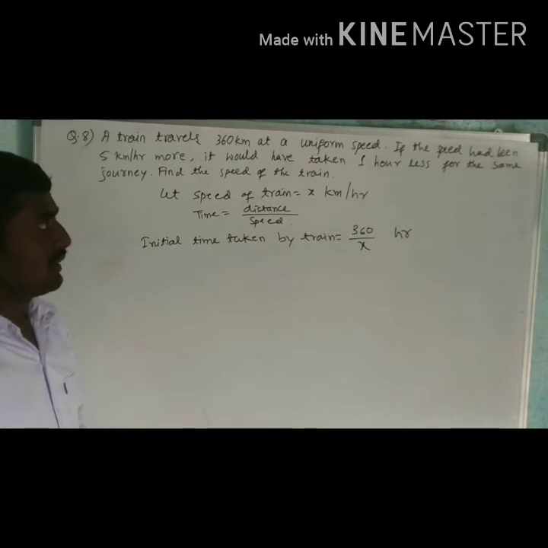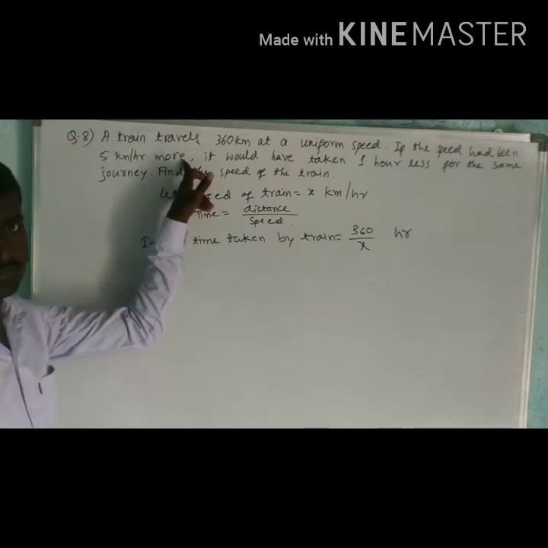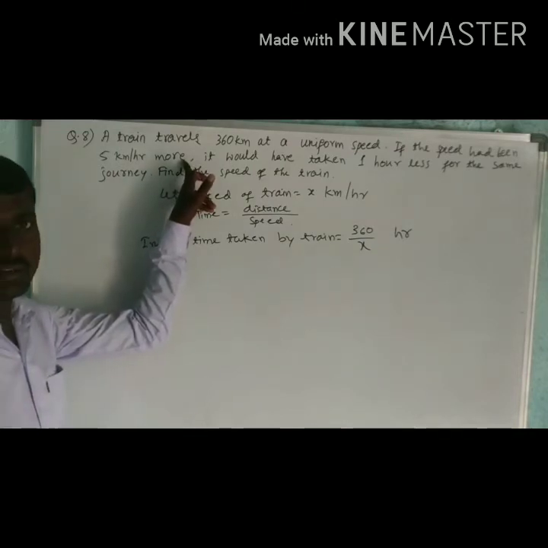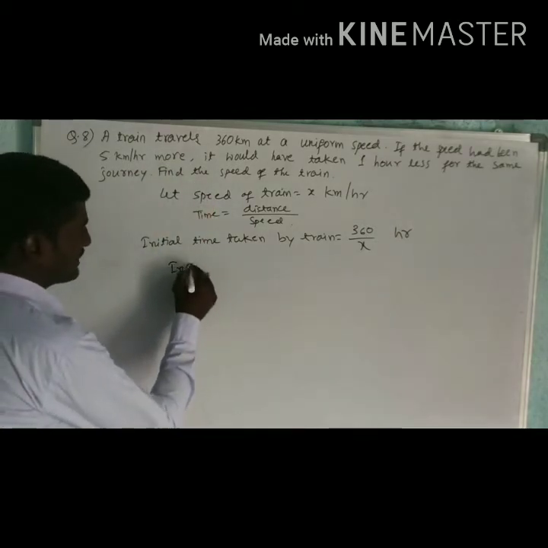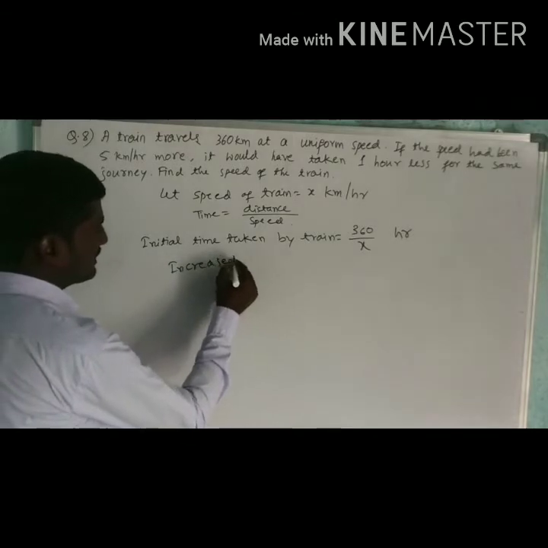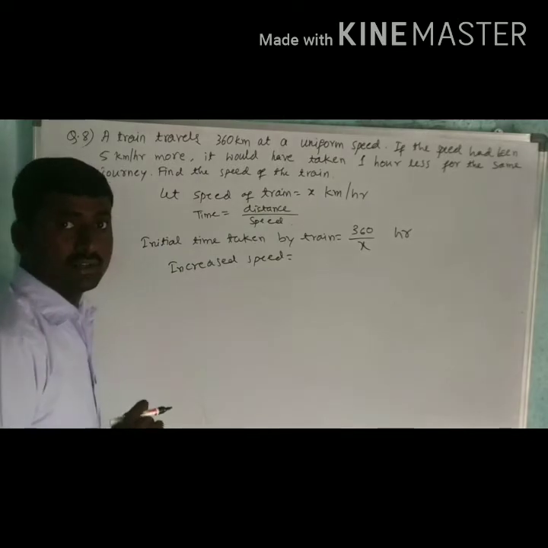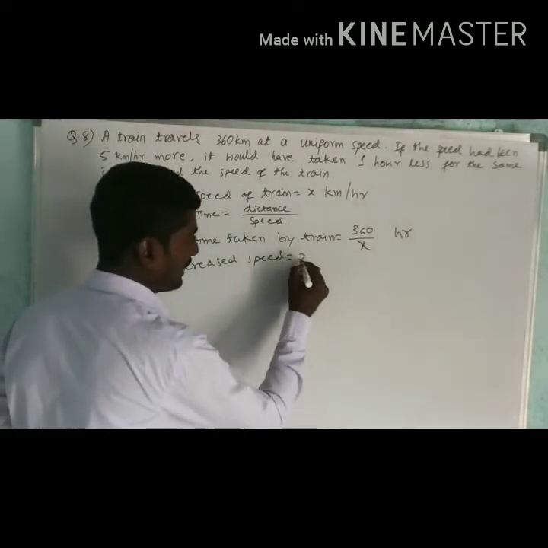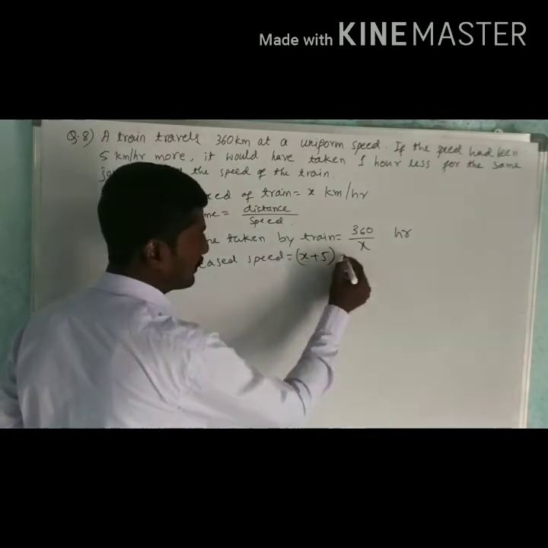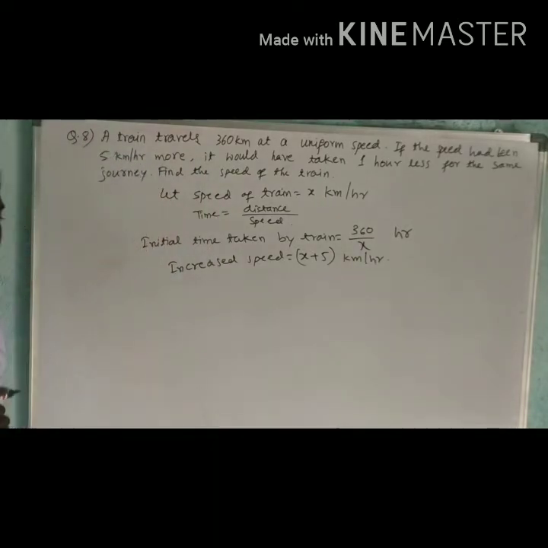Okay. Now what is the time taken by the train after increasing the speed by 5 km per hour more? Means 5 km per hour I have to increase. So the increased speed, how much is it? Initially it was x. Now 5 km per hour is increased. So the increased speed will be x plus 5 km per hour.